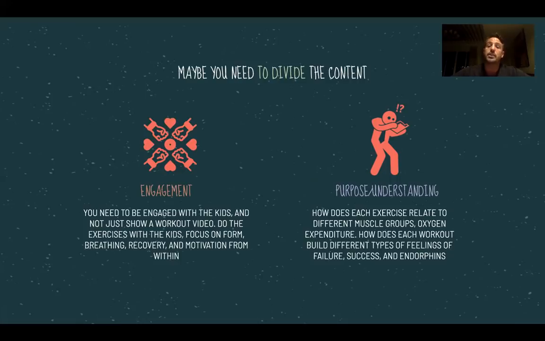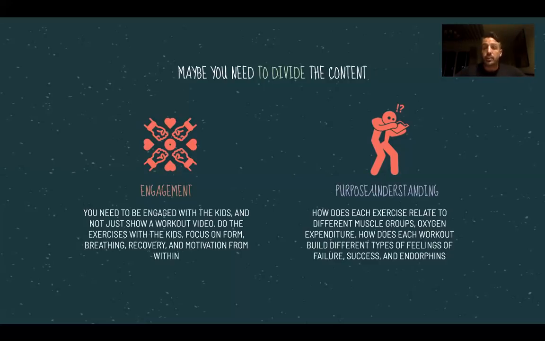How does each workout build different types of endorphins? Because endorphins are built no matter what you do when you exercise. But if I do a heavy CrossFit or weightlifting workout, it's going to be a different sort of great feeling than a runner's high. Okay, so you want to help them understand that and whatnot.